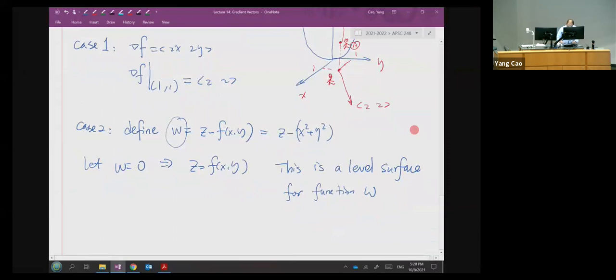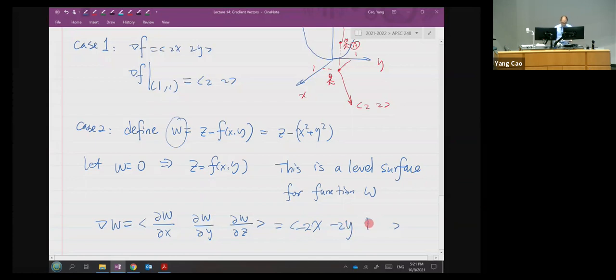So now what I'm going to do is calculate the gradient vector for the function w. If I calculate the gradient vector of w, which is defined by this function, according to the definition you have partial w partial x, partial w partial y, partial w partial z. That's the definition of the gradient vector. Can you help me fill out the blanks here? Here's your w. What is partial w partial x? Negative 2x. Don't forget the minus here. What about partial w partial y? Good. What about partial w partial z? 1.